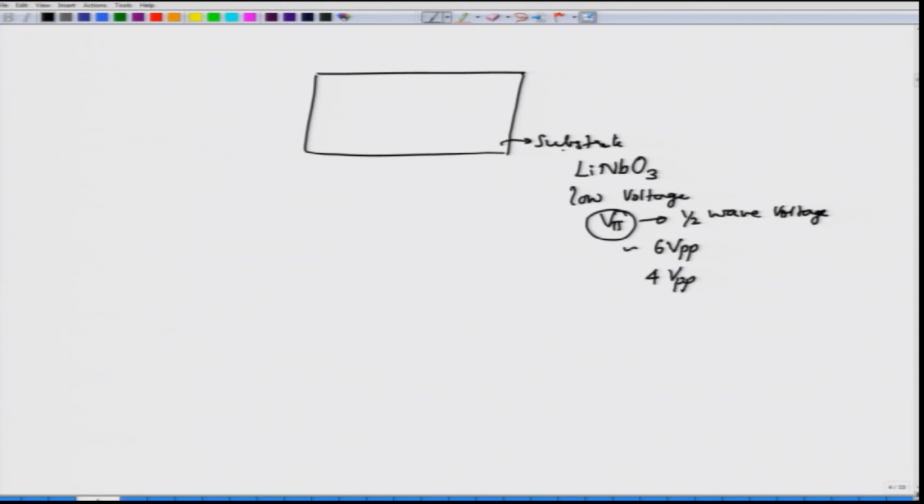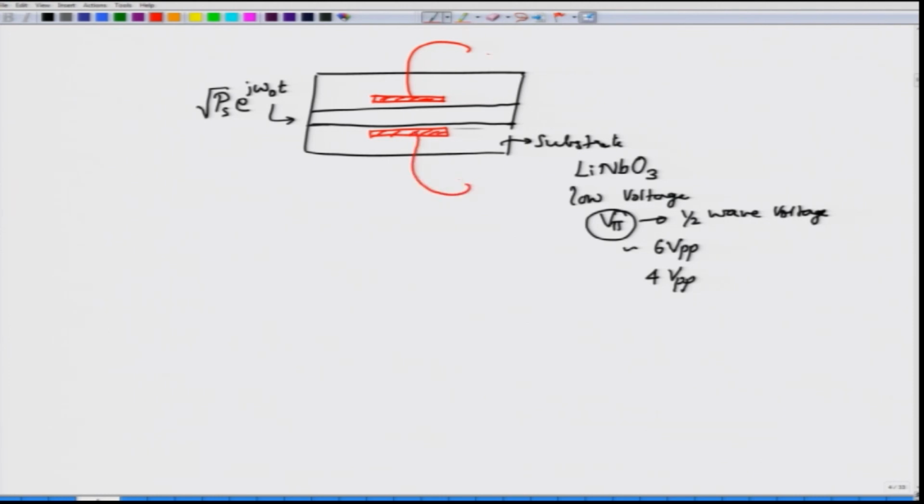Luckily this can also be used as a waveguide, and you first draw an optical channel. This is essentially an optical waveguide. Let us redraw the optical channel. So, this is my optical channel. I send light in from this side. Again, the equation for the light will be more or less the plane wave condition that we have been writing: square root of P s e to the power j omega 0 t. And I put 2 electrodes and connect these electrodes to external wires in such a way that you can apply a voltage across this.